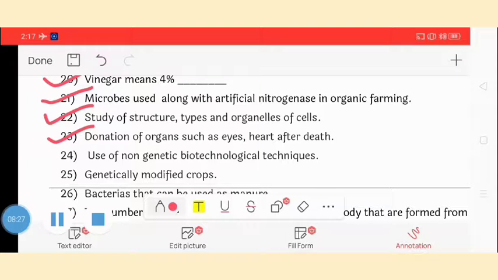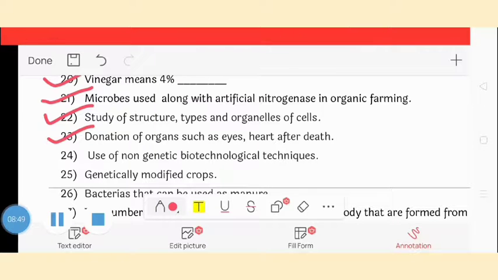24th question: Use of non-genetic biotechnological techniques. The correct answer for this question is tissue culture and production of hybrid seeds.